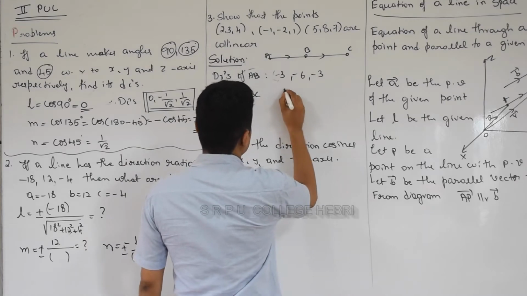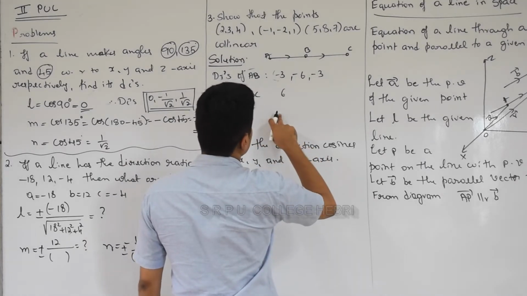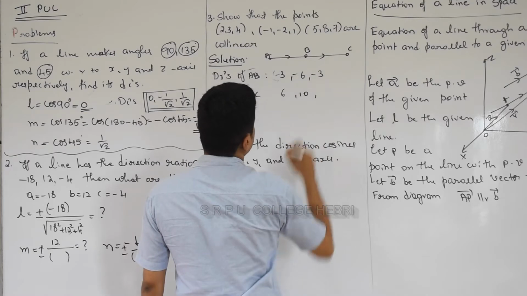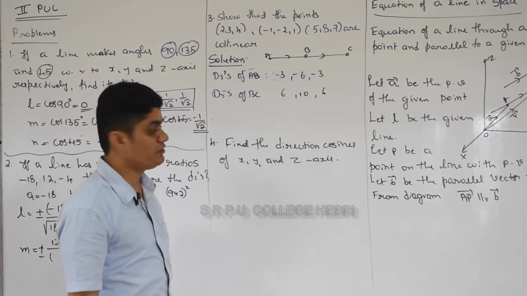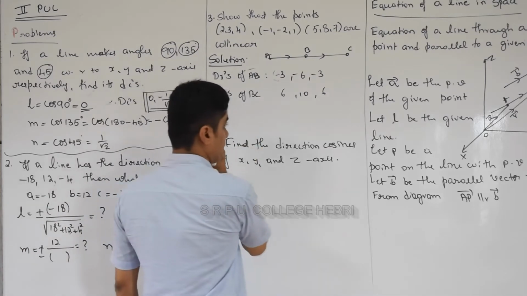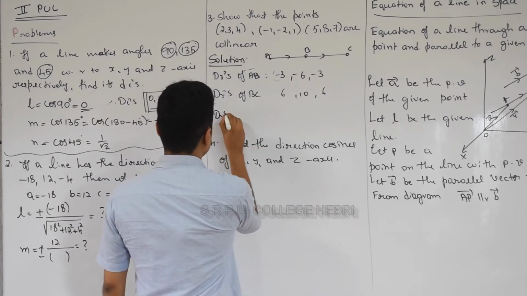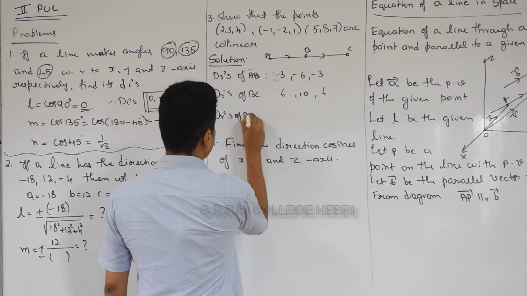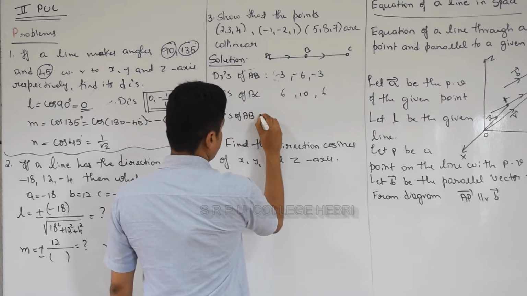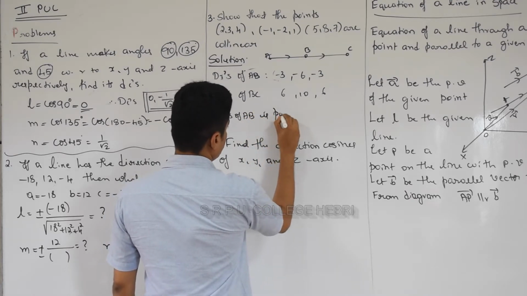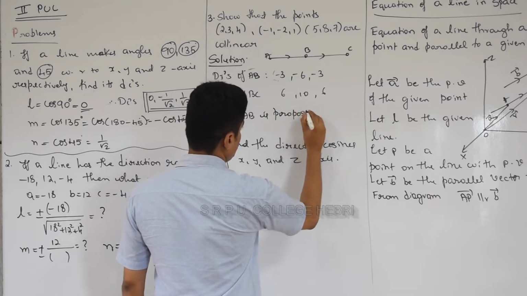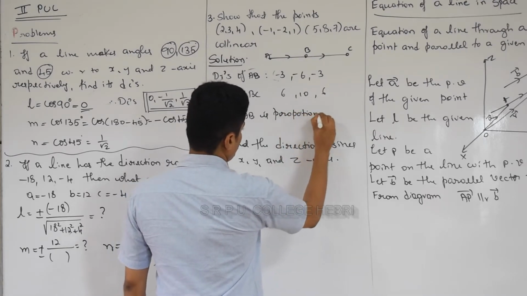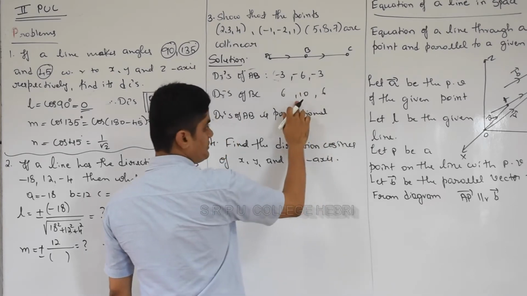5 minus of minus 1, 6. 8 minus of minus 2, 10. Then 7 minus 1, 6. Now check whether these two are proportional. So the direction ratios of AB are definitely proportional to these. How can you tell it is proportional? Tell me. Definitely these 3 numbers are multiples of these, right?